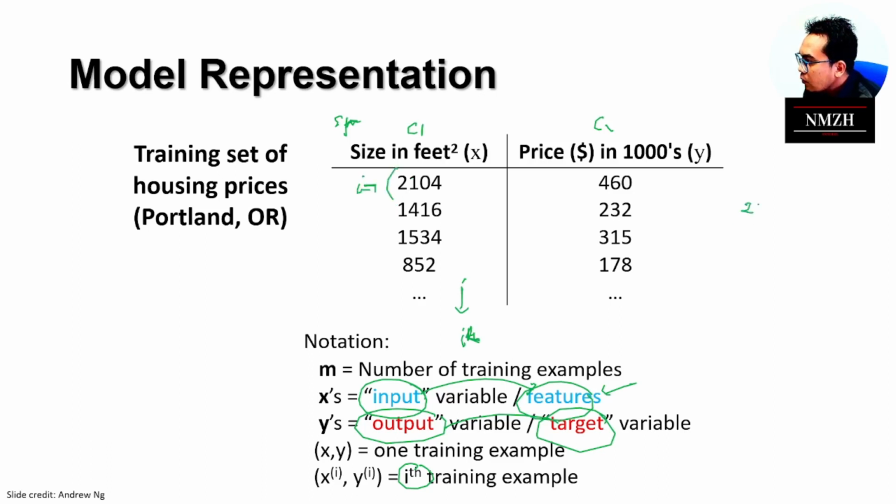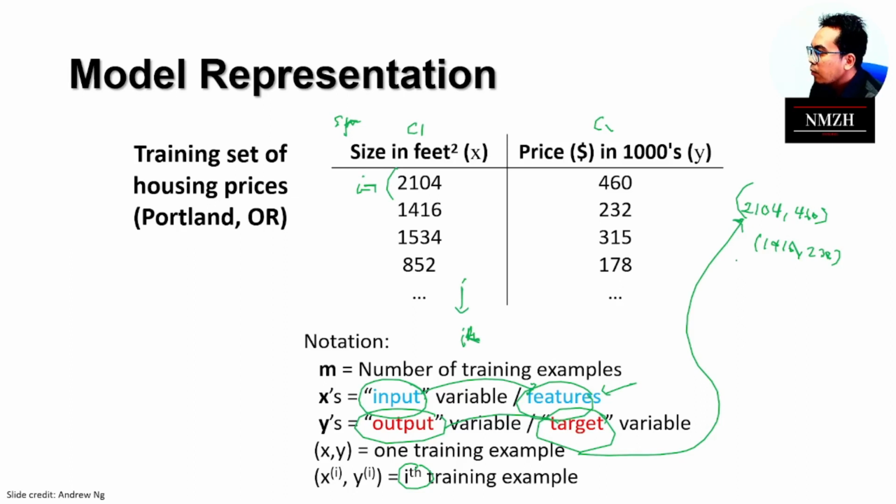So i equal 1 meaning 2,104, 460 in bracket. That would be one training example. The next training example is 1416, 232 in K dollars, right? So we can conclude that all this data is basically (xi, yi) depending on this i, meaning the repetition of the data 0, 1, 2, 3, 4, and so on. That would be the raw data that we have in hand.